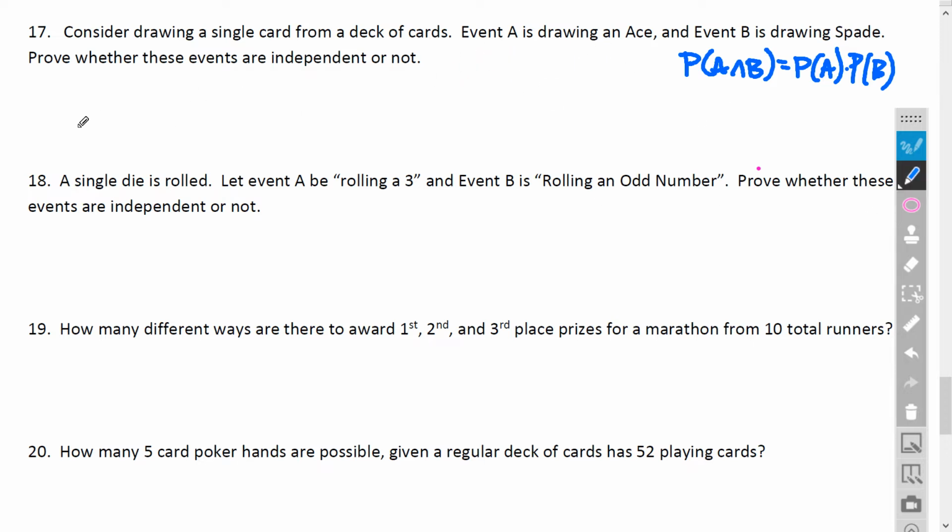So the probability of A: event A is drawing an ace. There is a 4 out of 52 chance of drawing an ace.